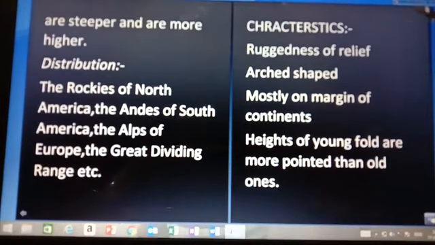Okay, so what are the characteristics of fold mountains? Roughness of relief, arch shaped, they are arc shaped, and they are mostly found on the margins of continents. Heights of young fold are more pointed than the old ones. Means young fold mountains are more pointed than the old fold mountains.